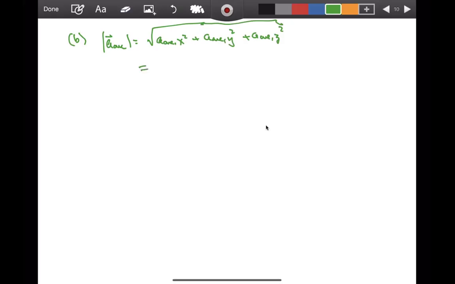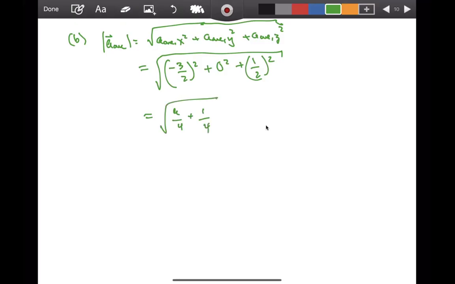So this guy then is going to be, so here I'm going to get (-3/2) squared plus 0 squared plus (1/2) squared, square rooted. So that's going to be the same thing then as what? -3. So this is going to be 9/4 plus 1/4, square rooted, which is the same thing as the square root of 10 fourths, which is the same thing as the square root of 5 halves, in units of meters per second squared.